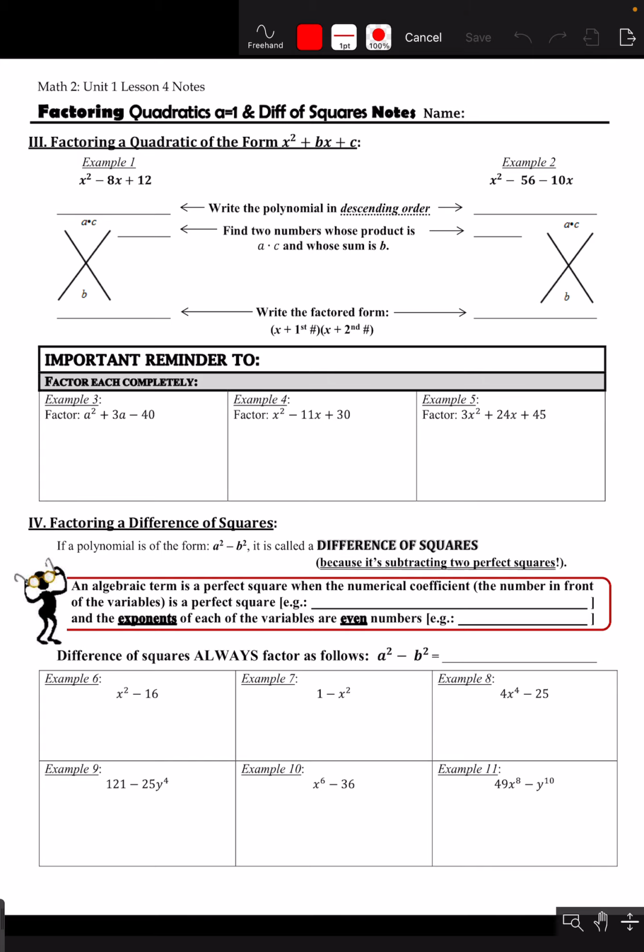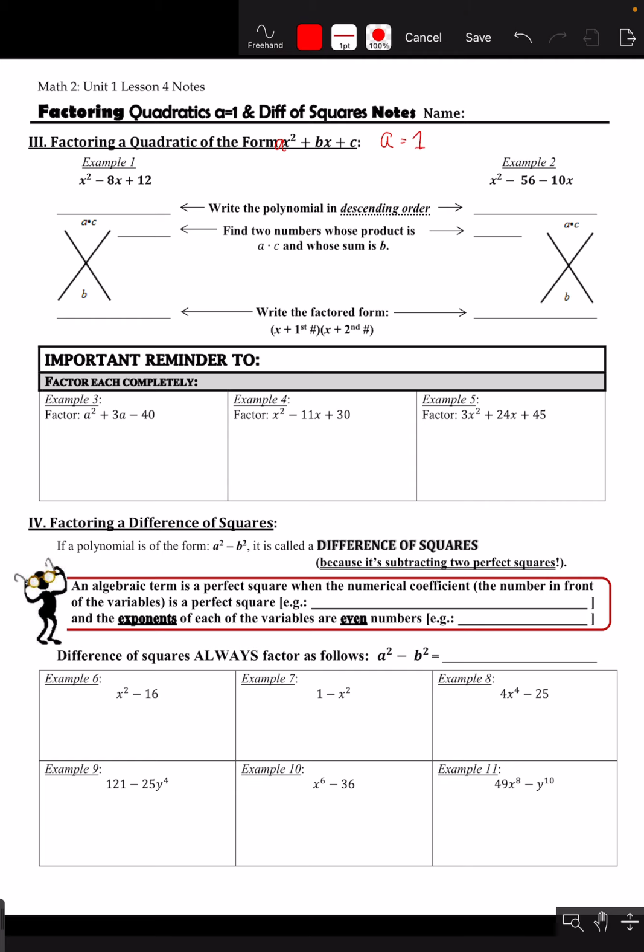So today's no different. When we're factoring a quadratic of the form x squared plus bx plus c, you always want to check to see if there's a GCF first. And technically in front of that x squared is an a, but for all of the ones we're going to do today, a is going to be 1.